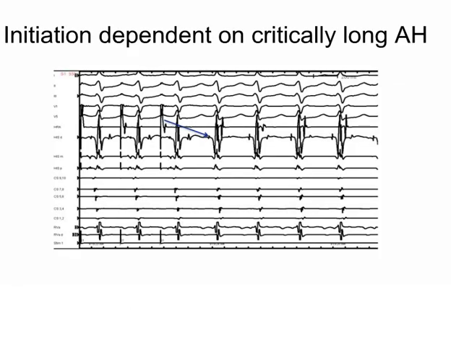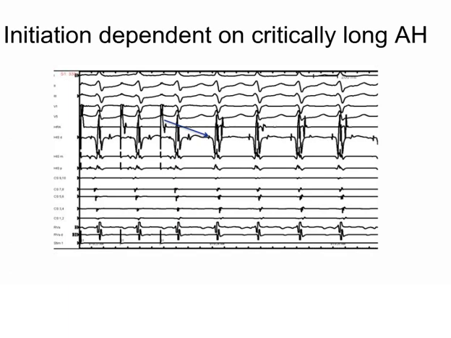So this is an example of initiation dependent on a critically long AH. This is probably the same case I showed you earlier where there was crossover. Now we've come off pacing. We see a very long AH right before tachycardia begins. This is clearly typical AV node reentry. The initiation of typical AV node reentry is almost always dependent on a critically long AH. And we sometimes use that.